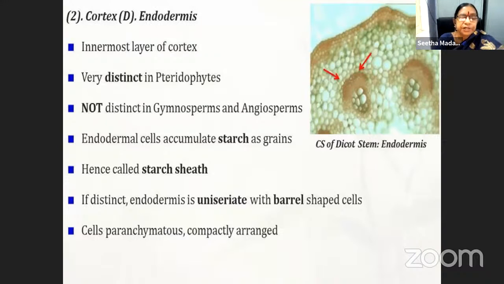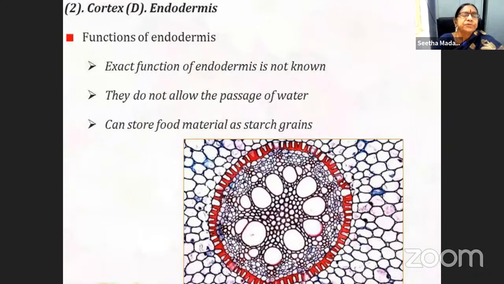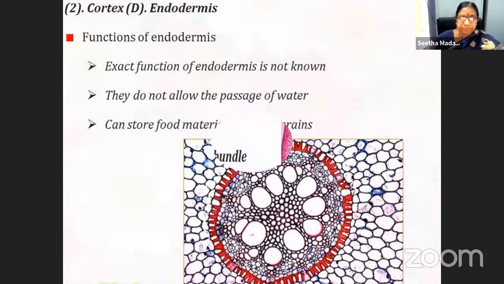If distinct, endodermis is uniseriate, that means it is present in only one layer, with barrel shaped cells. The cells of endodermis have the shape of a barrel. Barrel means a container which is used for filling crude oil and other things. Then cells with parenchymatous are compactly arranged. Let us move to the next slide. Functions of endodermis. The exact function of endodermis is not known. They do not allow the passage of water, and can store food materials as starch grains.